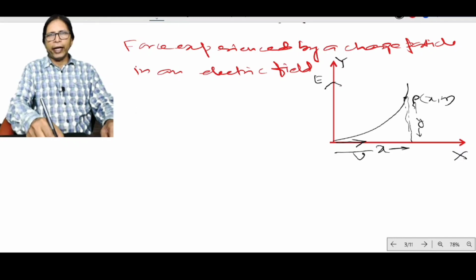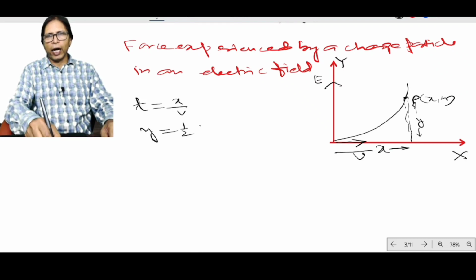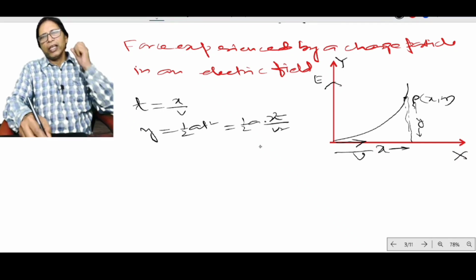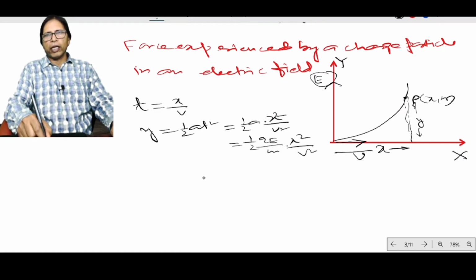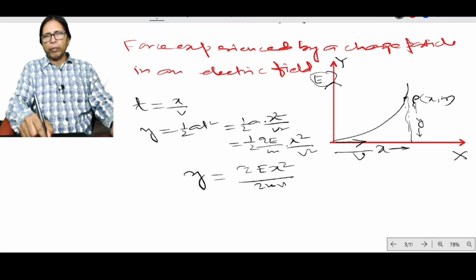y is the deflection of the charged particle. So look at this, time t = x/v. Now the deflection y = ½at², so this is ½a x²/v². Here the acceleration of the charged particle in electric field E is force by mass, the electrical force qE/m. So the deflection y = qEx²/2mv².